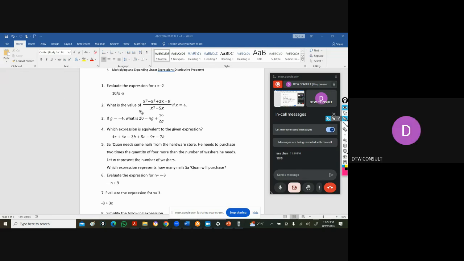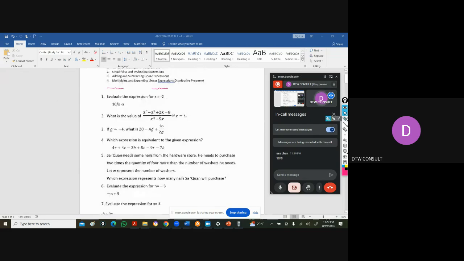Okay. Ali, what did you get? I didn't do it yet. Let's do number two together. For number one, it says evaluate. This is under the topic simplifying and evaluation. It's all about putting the value of a variable into the equation. So this is 10 divided by x minus x.